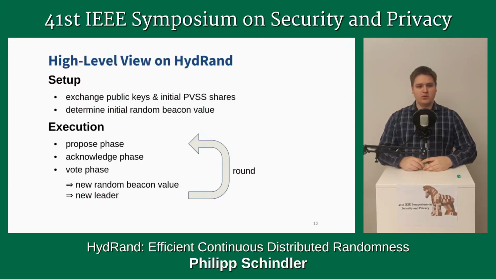The execution of the protocol is split into consecutive rounds. Each round is separated into 3 phases: the propose, the acknowledge, and the voting phase. At the end of each round, a new random beacon value is produced as output. This value is also used to select a new leader for the next round. And now we will have a more detailed look at the 3 protocol phases.